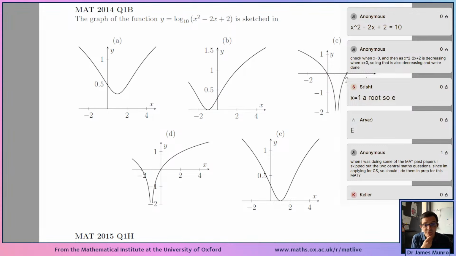E. I like that. It's so nice seeing people using all these different things they know about quadratics, about increasing and decreasing functions, about completing the square, about looking for roots or solving the equation. X squared minus 2x plus 2 is a new thing to check.